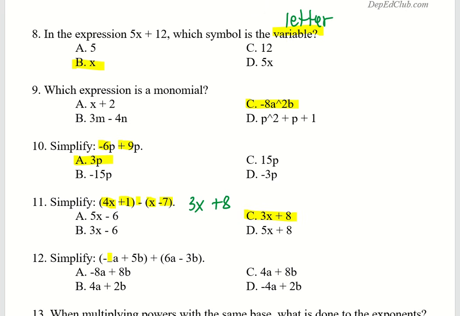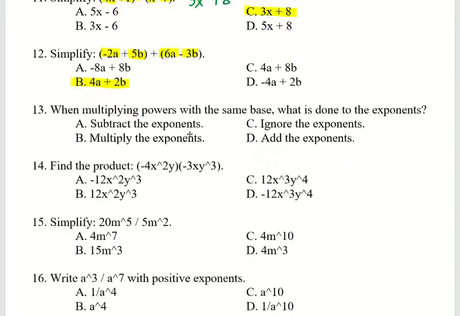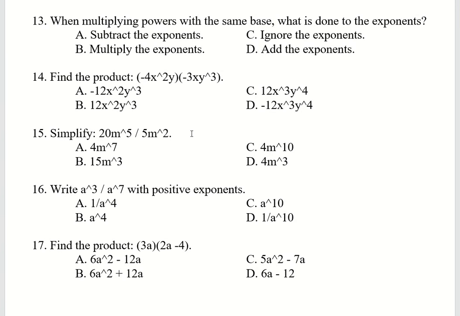Okay, so we get negative 2a plus 5b plus 6a minus 3b. Negative 2a plus 6a, that will be 4a. 5b minus 3b, that will be 2b. Okay, so our answer for number 12 is letter B, both positive. 13, when multiplying powers with the same base, what is done to the exponents? Okay, so when we're multiplying power rule, so we'll have to add the exponents po.